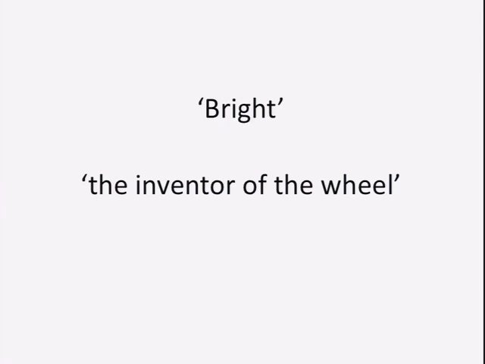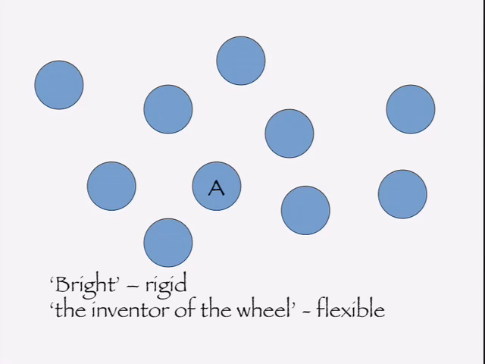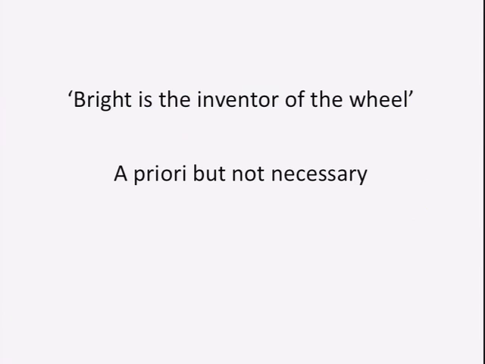Is it necessary that Bright invented the wheel? No, because in different worlds it comes out false. There are plenty of worlds in which Bright gets beat to it by somebody else, or in which Bright was crushed at birth and never made it to the phase of their life at which they invented the wheel. So, Bright is the inventor of the wheel is a priori, but not necessary. Isn't that weird?